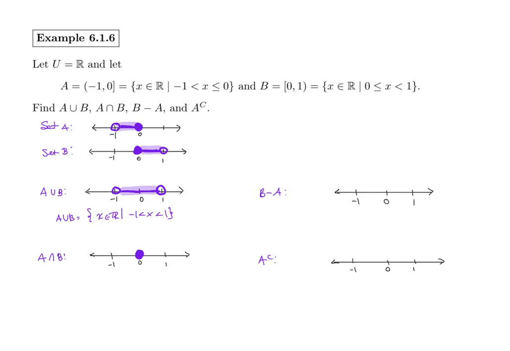As strange as that might sound, it is okay to have a set that only has one element. And in this case, if we wanted to write it in set notation, we would say A intersection B is the set where x is a real number such that x equals 0. X equals 0 is the only element of our set.